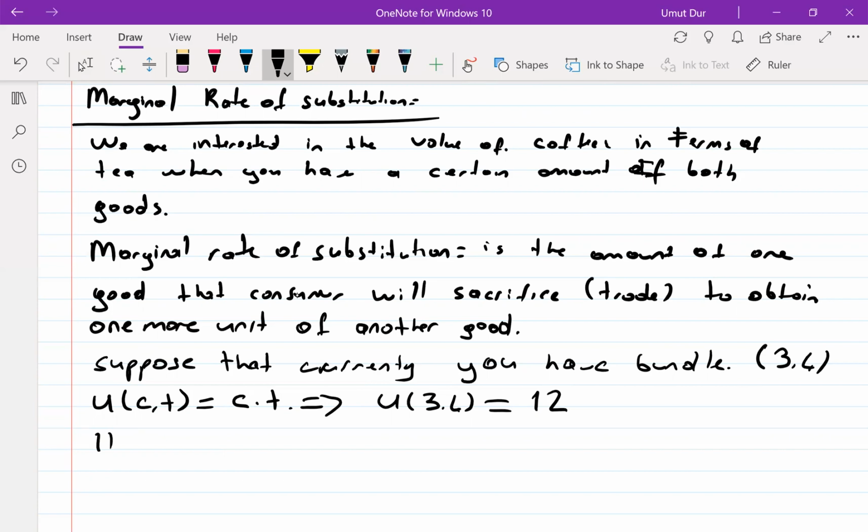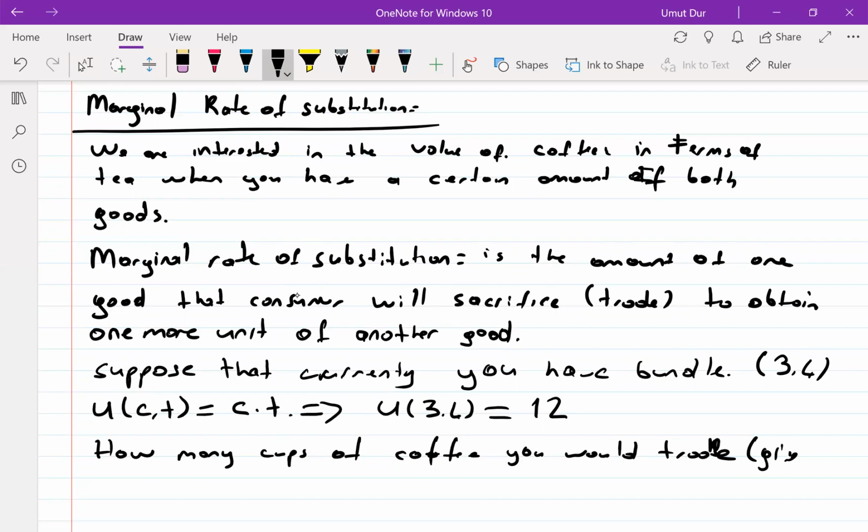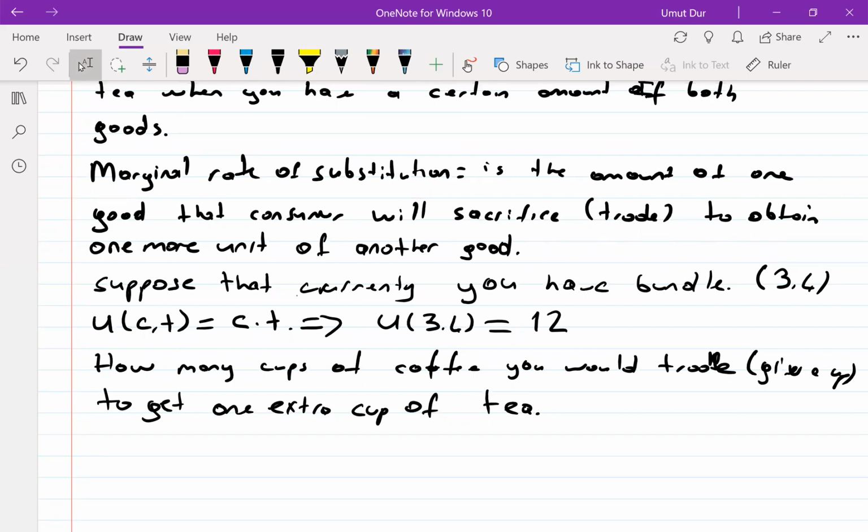Then let's be more clear here. How many cups of coffee would you trade or give up to get one extra cup of tea? Okay, what's your answer here?